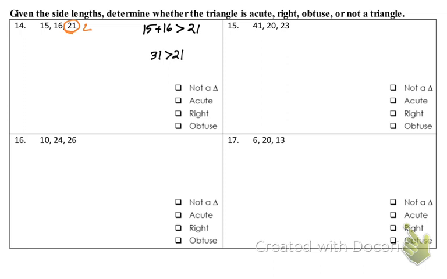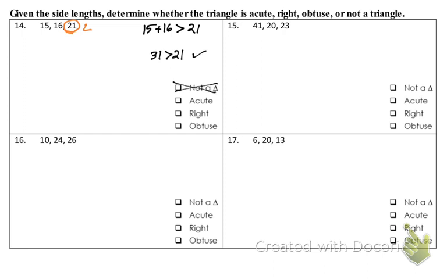So is acute not an option? Acute is right here. Oh, how do you know it's acute? How do I know if it's acute? So first we check to see if it's a triangle. So it is a triangle, that works, so this can't be an option.